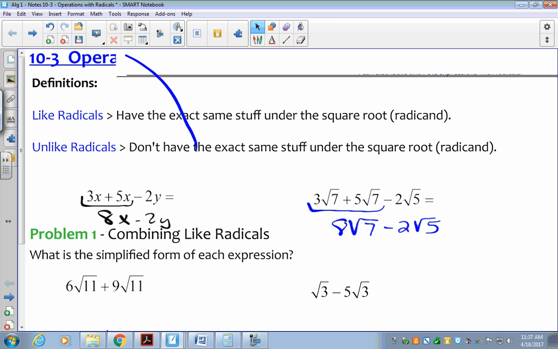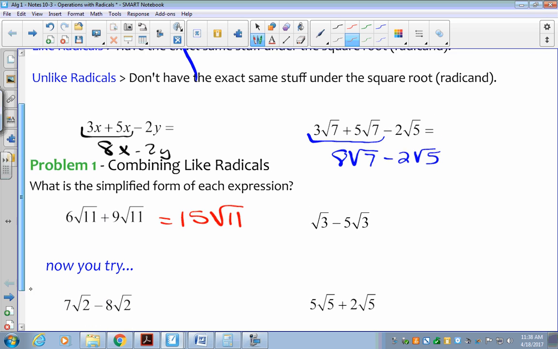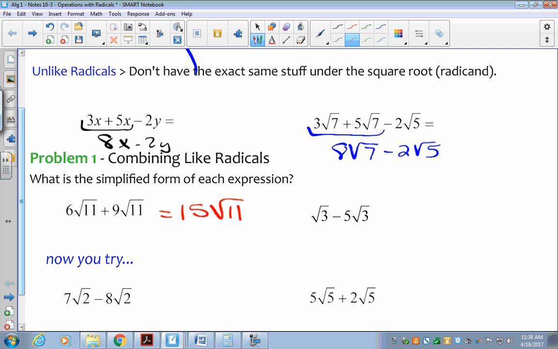All right, so this is Paisley. 6 root 11s plus 9 root 11s is how many root 11s? 15 root 11s. And then Donna, 1 root 3 minus 3 root 3 is how many root 3s? 1 minus 3. Negative 2 root 3. And take a peek at this.